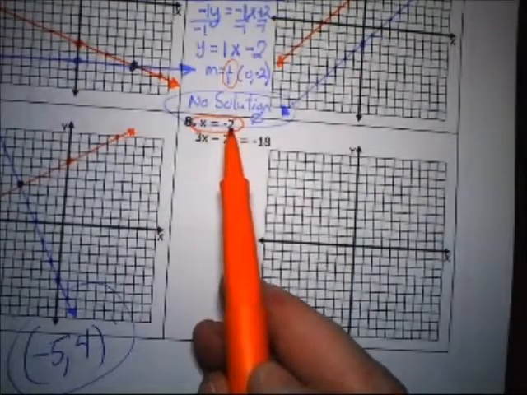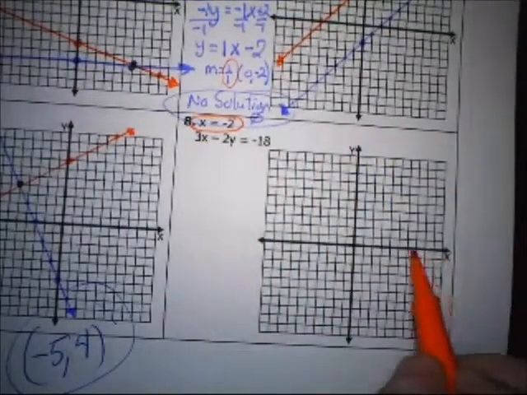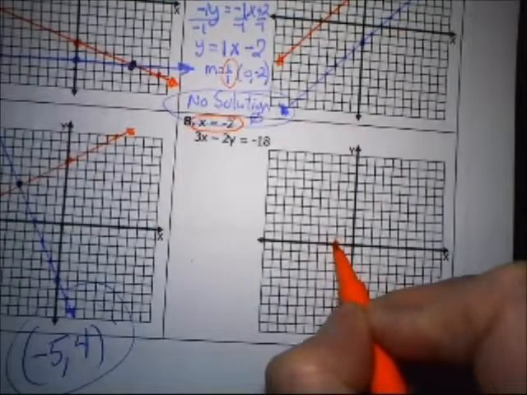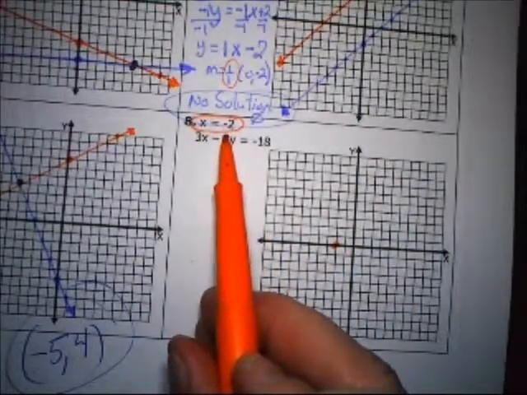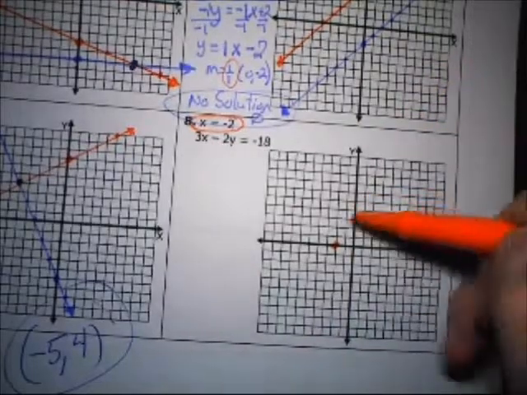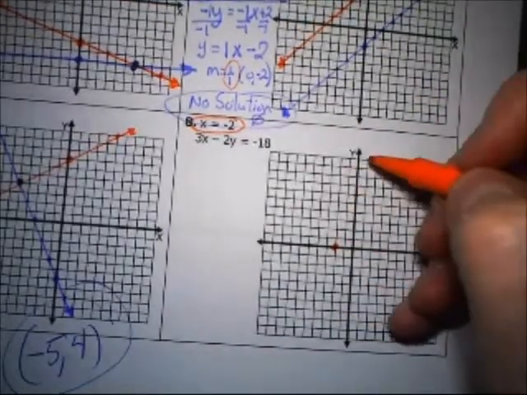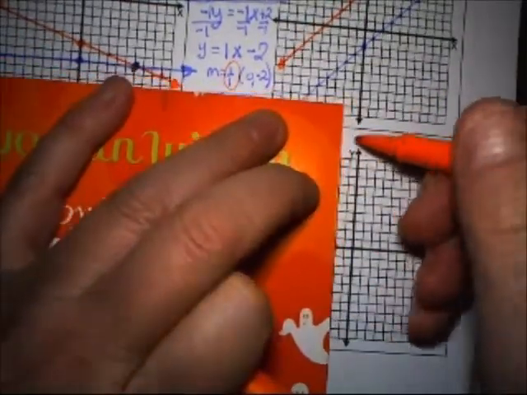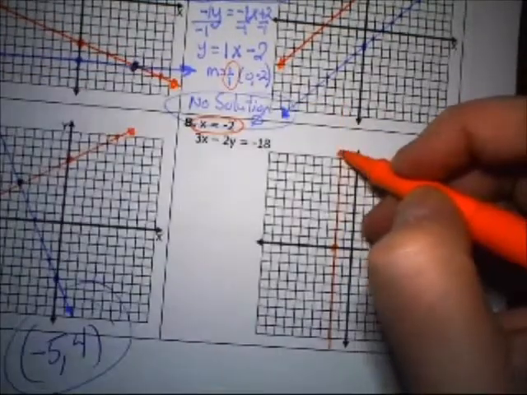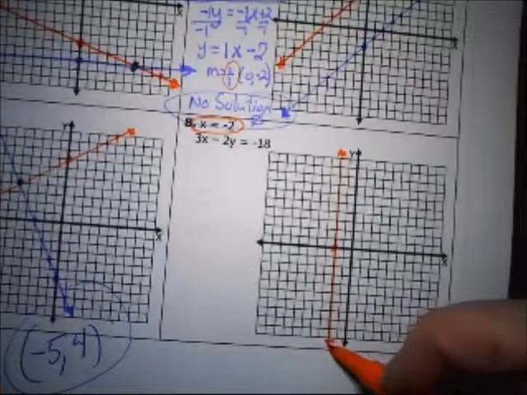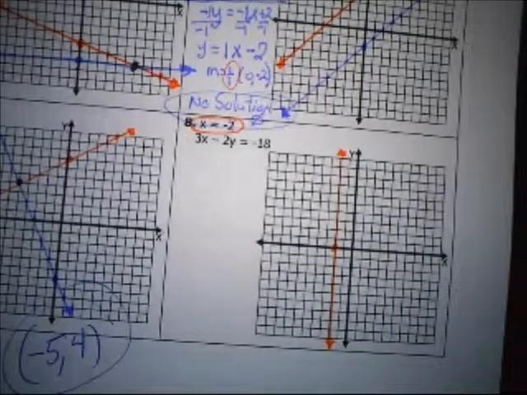This says x is negative 2, so on the x-axis at negative 2, I'm going to put a dot. This does not contain the y values at all, so I cannot touch the y-axis. That means this is going to be a vertical line at x equals negative 2. It means it has an undefined slope. Cannot touch the y.